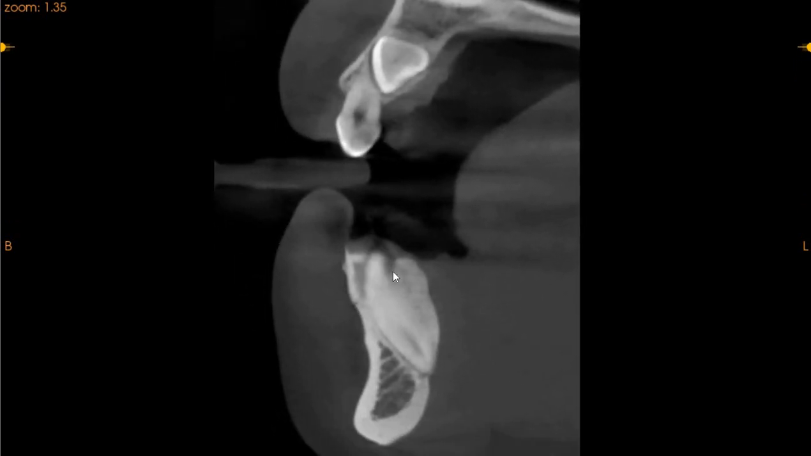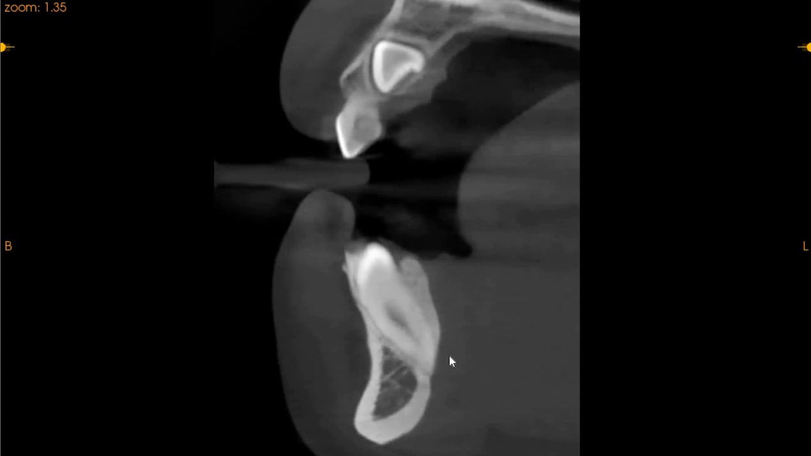This is the lower right hand canine. As you can see, the apex is almost perforating the lingual cortical plate. So this is something that needs to be evaluated as well.